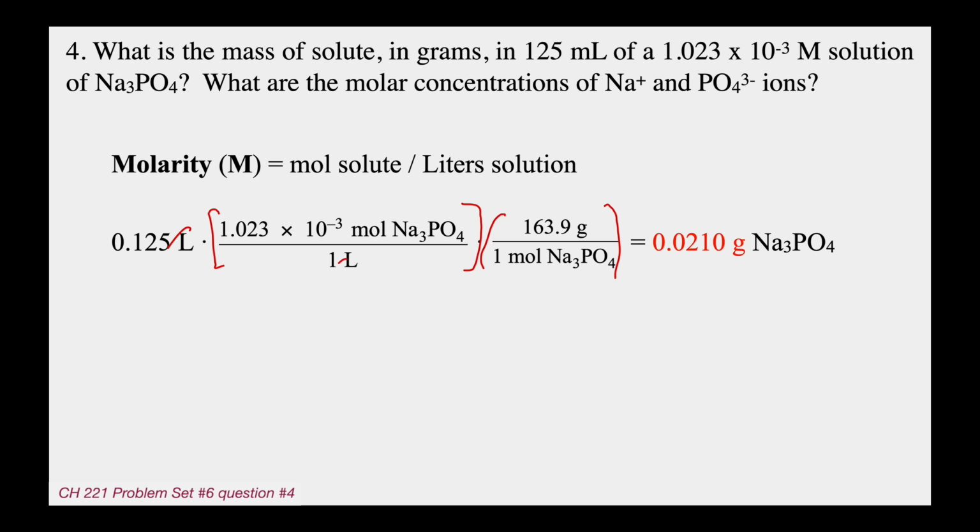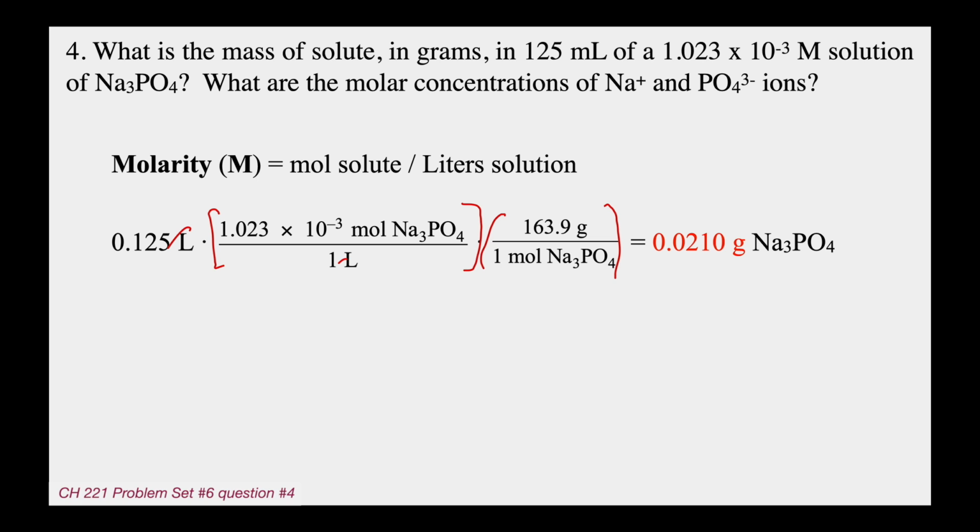So if you wished to make 125 milliliters of 1.023 times 10 to the minus 3 molar solution, sodium phosphate, you would measure out 0.0210 grams sodium phosphate, place it in 125 milliliters, shake and stir. That's going to be your 1.023 times 10 to the minus 3 molar sodium phosphate solution.